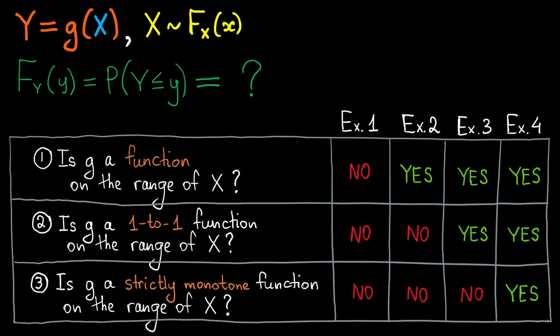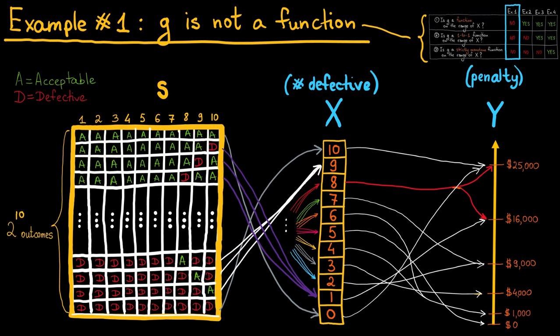And we'll see how that will then allow us to derive the distribution of y, having knowledge only of the distribution of x and of that transformation G. Okay, so here's example 1.